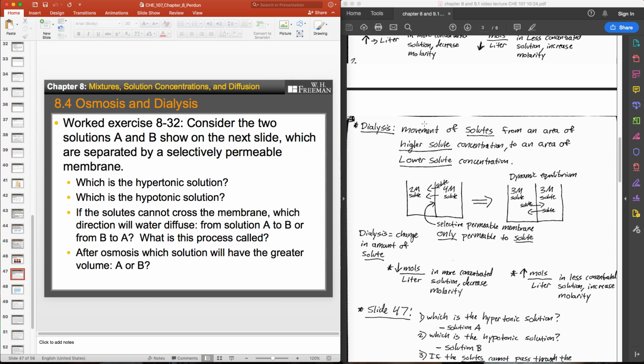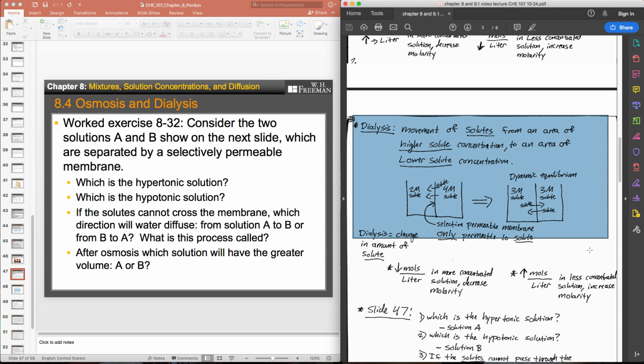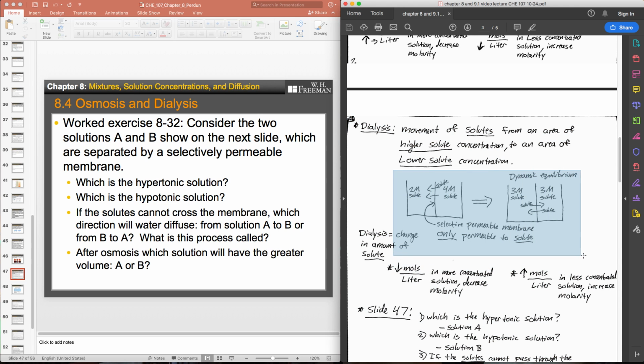So dialysis is the movement of solutes from an area of higher concentration to an area of lower concentration. Over here on the right, I have drawn this little diagram, and really what you'll see is that solutes move in the opposite direction that you would expect water to move in osmosis, right? So if we have the selectively permeable membrane, it's important to note that in this situation, for dialysis, the selectively permeable membrane is only permeable to solutes.